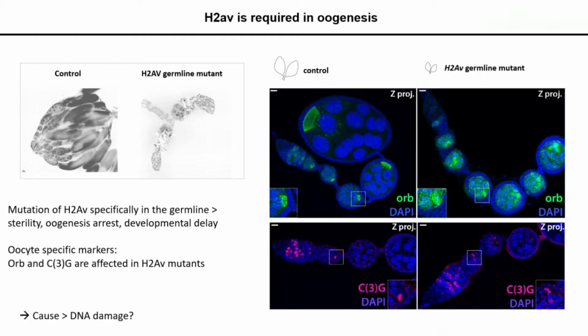Okay, so in the lab, we have shown that the mutation of H2AV, specifically in the germline, leads to sterility, oogenesis arrest, and a developmental delay.